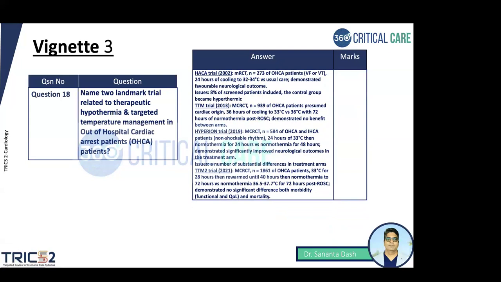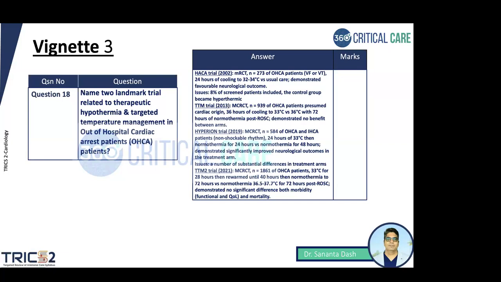This post-cardiac arrest prognostication trial. So the first one is the HACA trial. I think it came from Australia, probably, to my memory. TTM1, TTM2, and the HYPERION trial. So these are the important trials. You need to know about them, at least what each trial has shown.